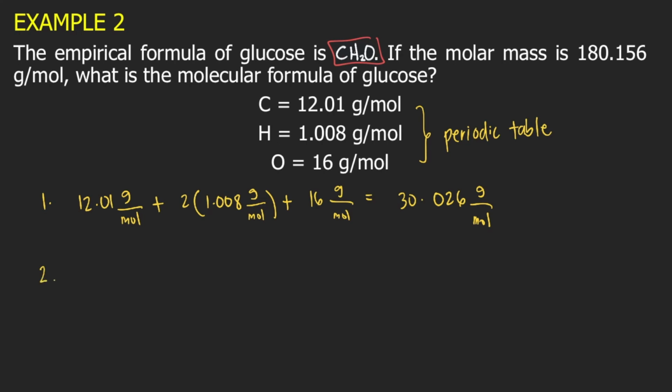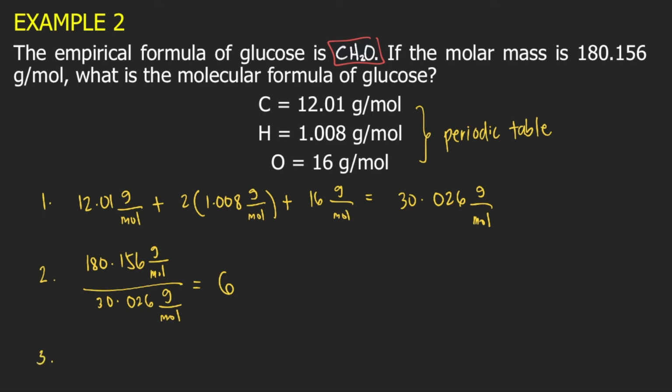Step 2 again is you need to get the ratio. The ratio is the molar mass divided by the empirical formula mass. So our molar mass is 180.156 grams per mole divided by the empirical formula mass, which is 30.026 grams per mole. And if you solve that, you will get the ratio, which is equal to 6, exactly 6.